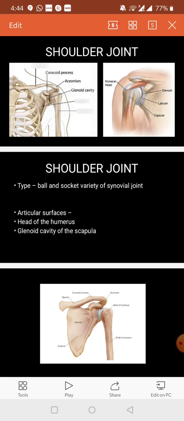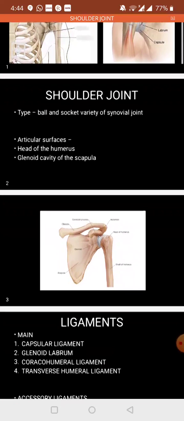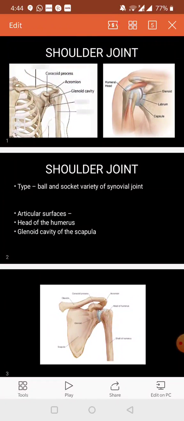Then we have to know about the movements which are produced by the joint along with the muscles which are producing them. And lastly is the applied anatomy of that particular joint. So these are the important topics that we have to cover when we are going to study a joint. Now let's start with the type of the joint.